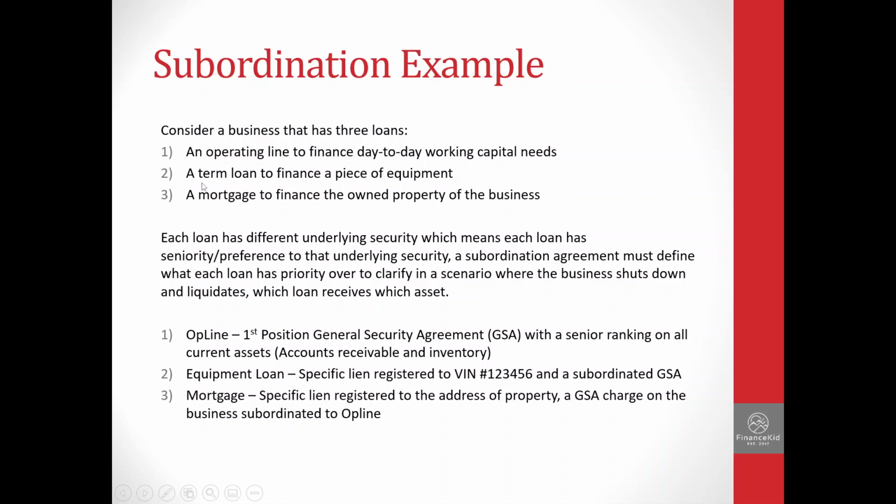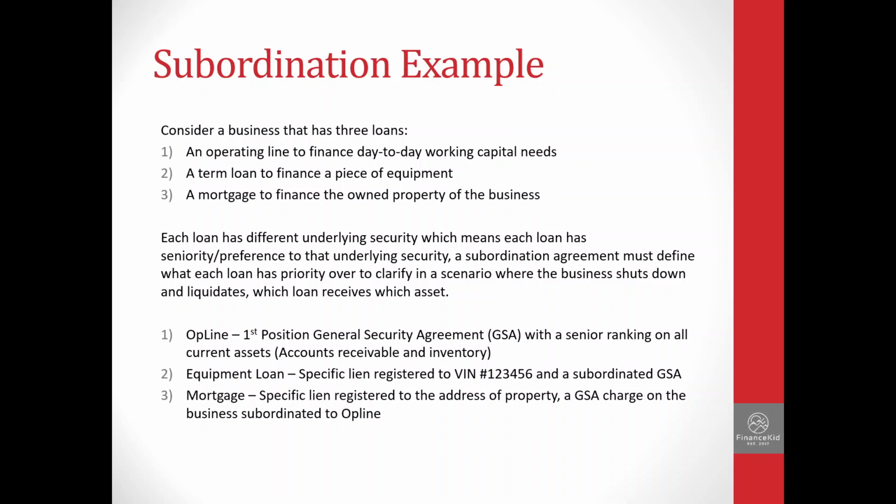Now, this business also has a term loan to finance a piece of equipment. So they've registered a specific guarantee and lent against specifically one asset in the business. And then lastly, they also have a mortgage to finance the property that they're in, the manufacturing facility. So you have 3 loans with 3 different underlying securities. So how do they rank? How do you sort things out?